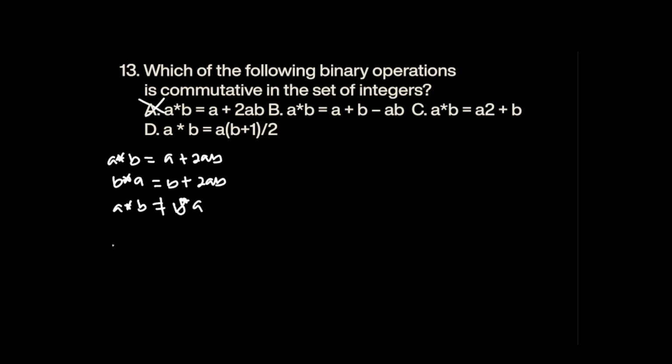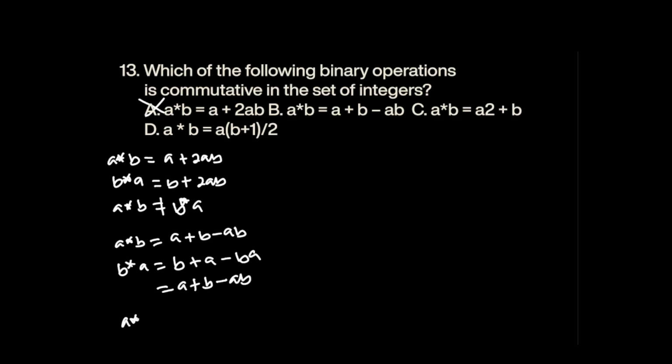So we check B, where we have A operation B equal to A plus B minus AB. So we therefore have that B operation A is going to be B plus A minus BA. If you rewrite this, B plus A can be rewritten as A plus B, and BA can be written as AB. So if this is the case, we have that A operation B is equal to B operation A.